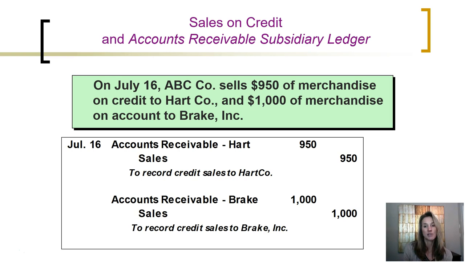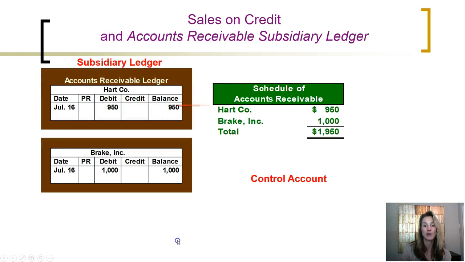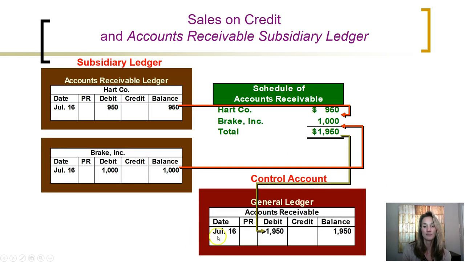To look at the use of a receivable subsidiary ledger, we're going to look at this example. On July 16th, ABC sells $950 of merchandise on credit to Hart and $1,000 of merchandise on account to Break. We're going to ignore the cost of goods sold side of this transaction and just focus on the receivable and the revenue. So to record these sales, we would debit accounts receivable and credit sales. Both of those are going to go into the general ledger, which is what we call the controlling account. And the total amount of receivables in the general ledger will be $1,950.